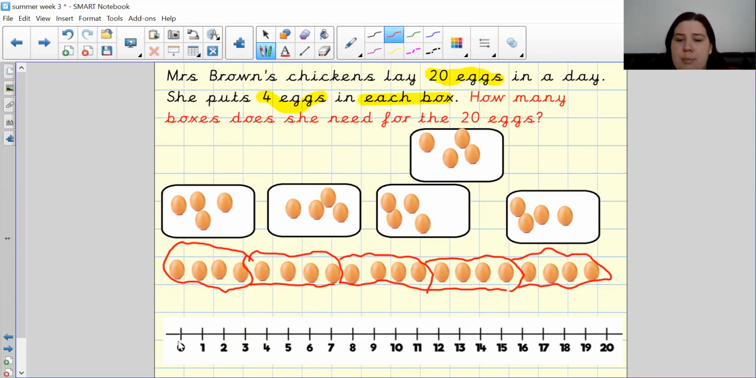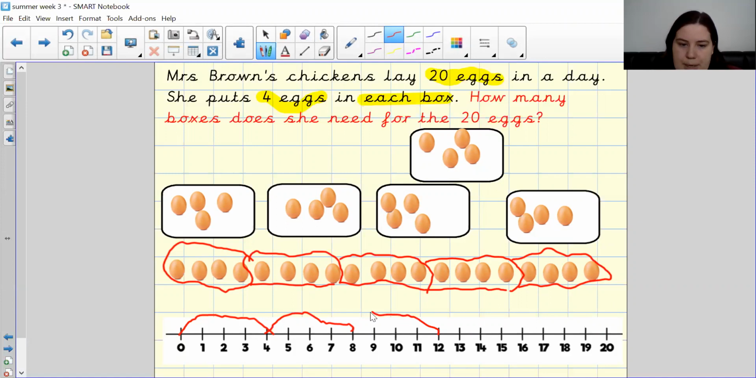Or we could have used a number line. So we could have either started on 20 and jumped back, or we can start at 0 and jump in 4s, because we know 4 goes in each box. So 4, 8, because we know double 4 is 8. If you're stuck now, you could just count 1, 2, 3, 4, which ends up on 12.